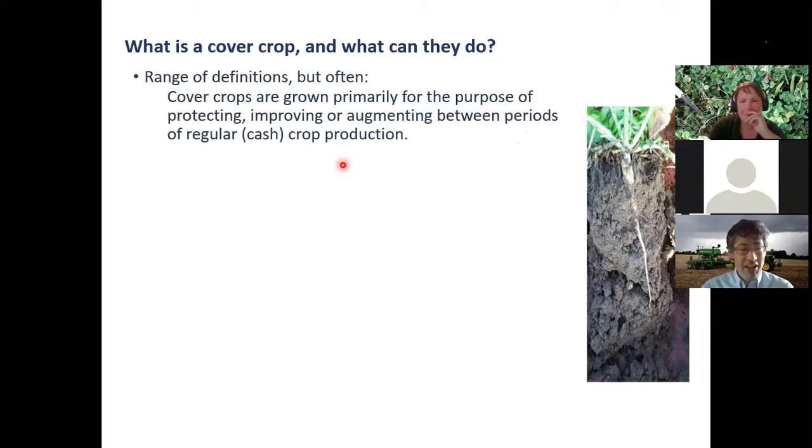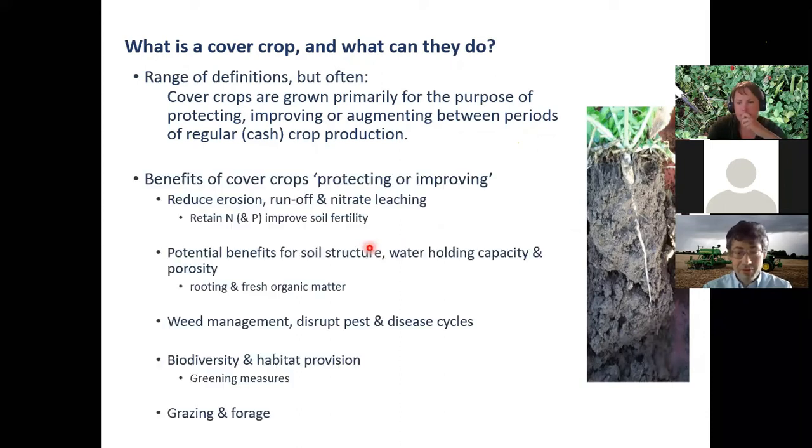Here we go. So the definition of a cover crop really is a crop primarily grown for the purpose of protecting or improving or augmenting the soil between periods of regular cash crop production. This is going to be a bit slow. And obviously there are a number of benefits that we can expect from them.